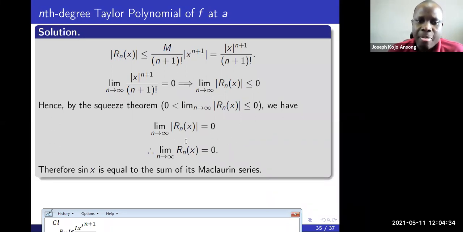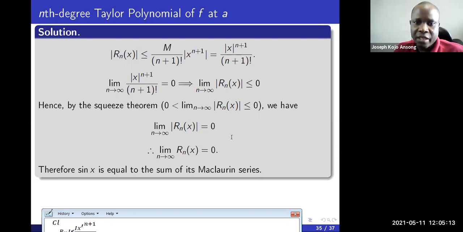And we know that if the absolute value converges to 0, then the quantity itself also converges to 0. So if the limit as n goes to infinity of the absolute value of Rn is 0, then the limit as n goes to infinity of Rn is also equal to 0. So we have succeeded in proving that the remainder term is going to 0 for sine x. Therefore, the Maclaurin series that we found converges to sine x. That is what it means.